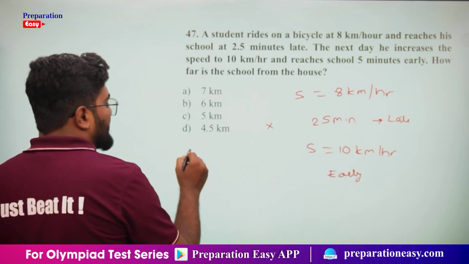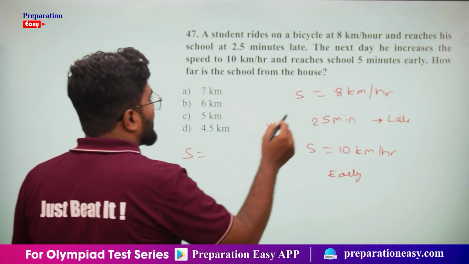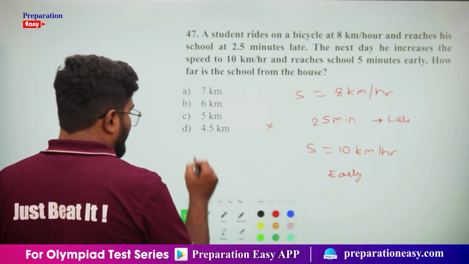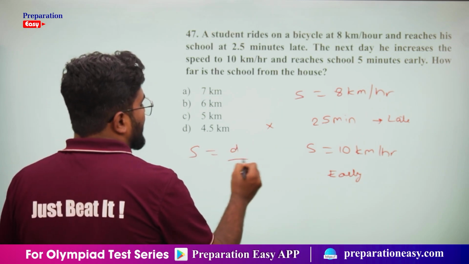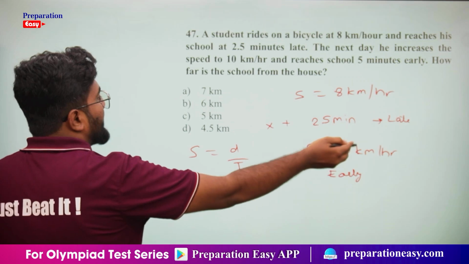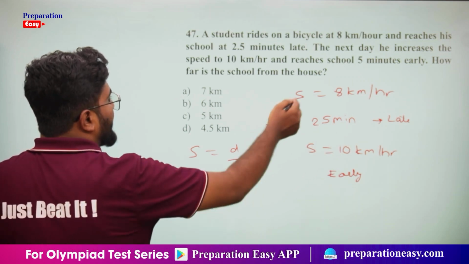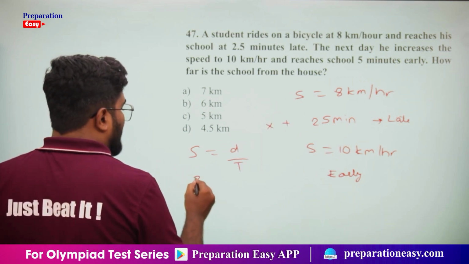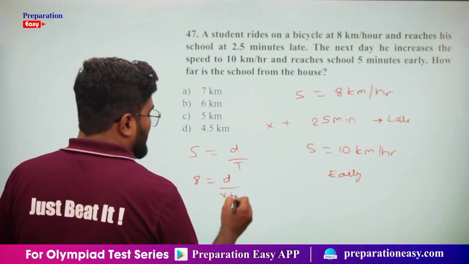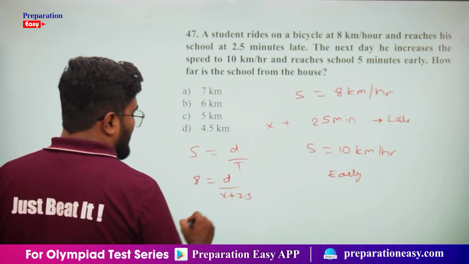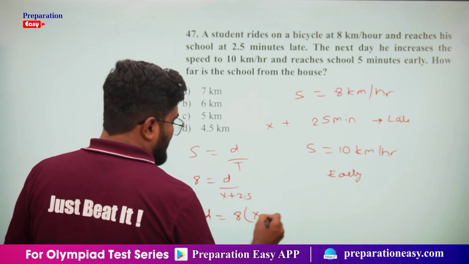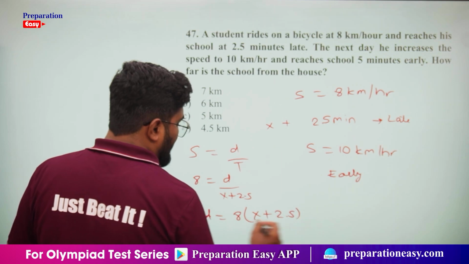Okay. So the speed is 8 km. The formula is speed equals distance divided by time, and the time is x plus 2.5 because he reached 2.5 minutes late. So s equals 8, d is the distance, and time is x plus 2.5. So the distance would be 8 times (x plus 2.5).